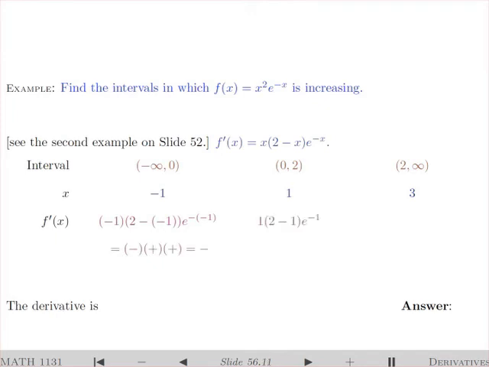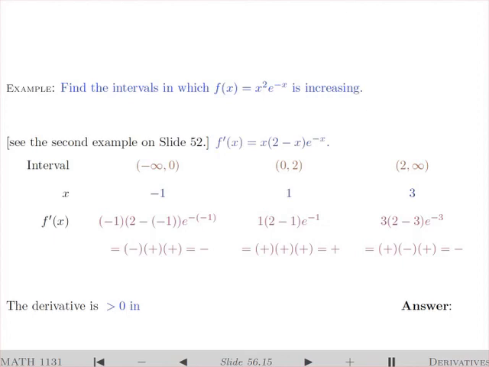At 1, I have 1 times (2 minus 1) times e to the negative 1. That's a product of three positive numbers. That's positive. Remember, e to the negative 1 is still positive. At 3, I have positive times negative. That's negative. So the derivative is negative in the first and third intervals, positive in the middle interval.